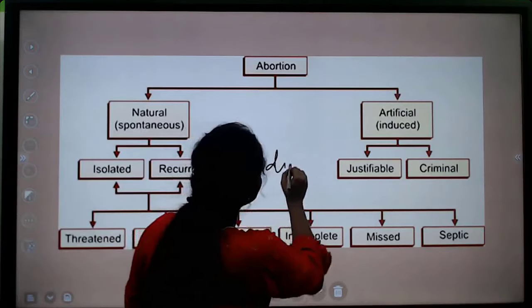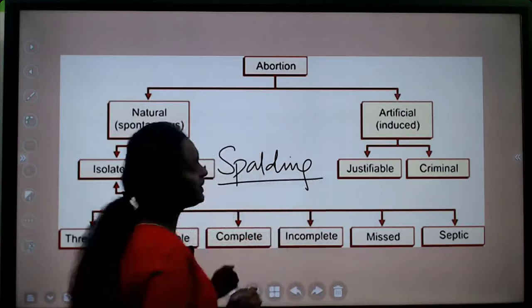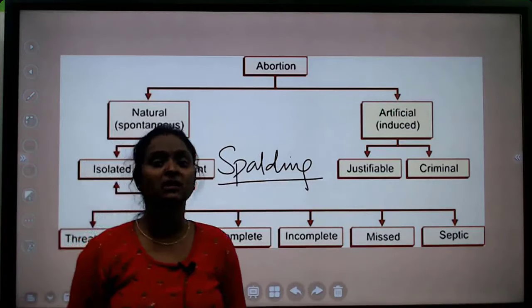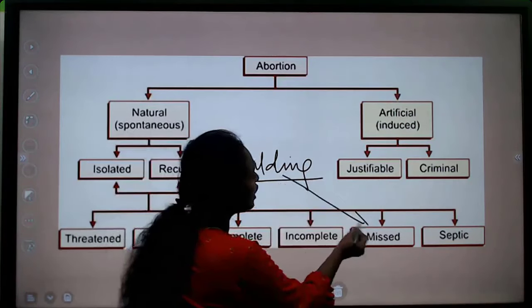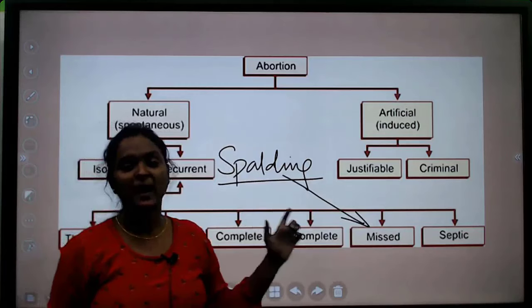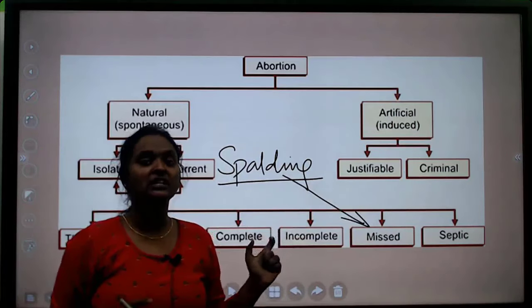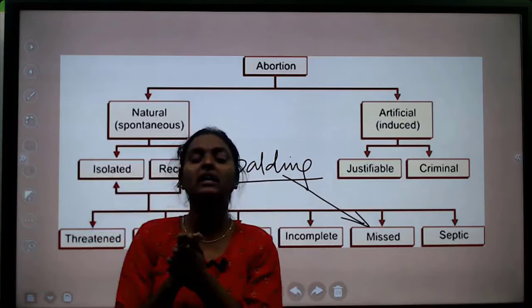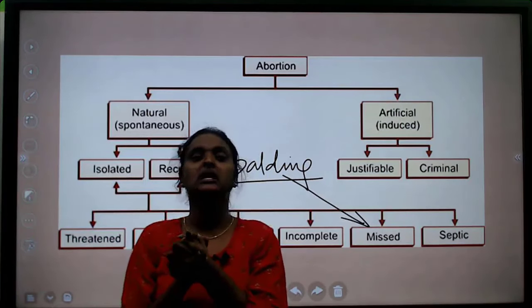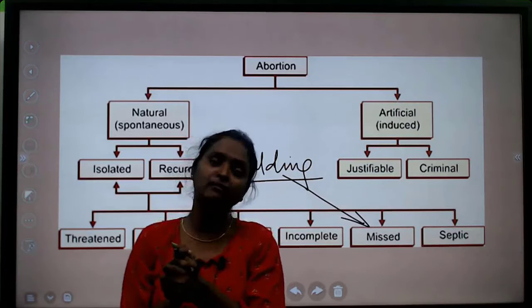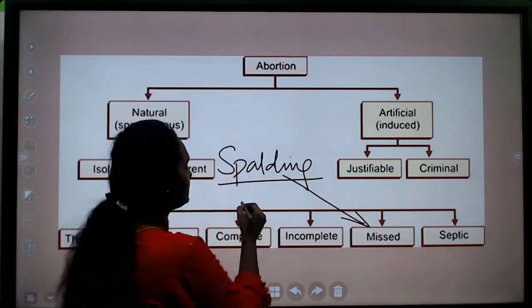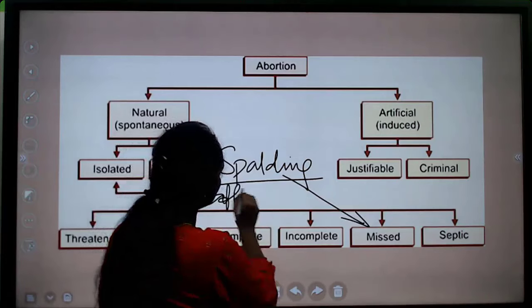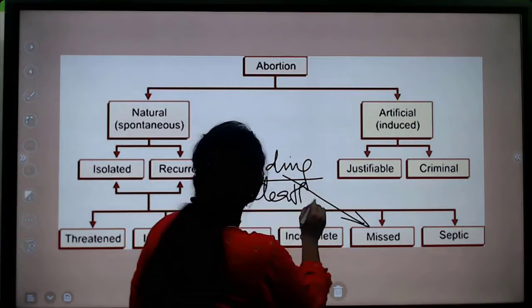Spalding sign. So what does it mean, and in which kind of abortion will we notice it? Under missed abortion we will notice this Spalding sign. It means the cranial bones of the fetus overlap. Overlapping of the cranial bones we will notice in the dead fetus, after one week of the death of the fetus.